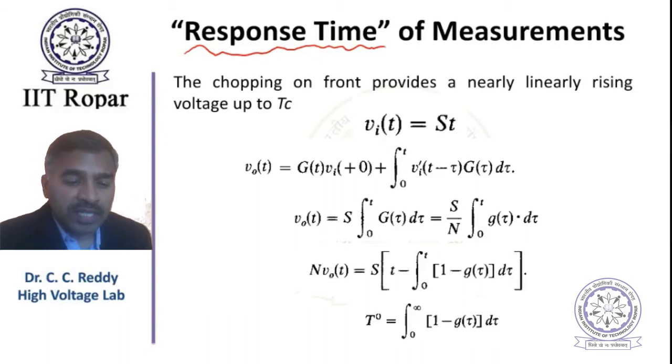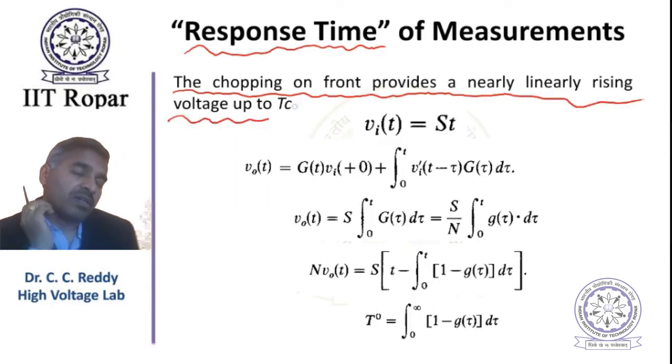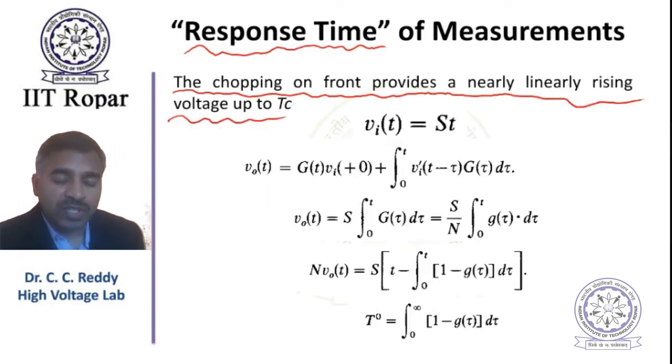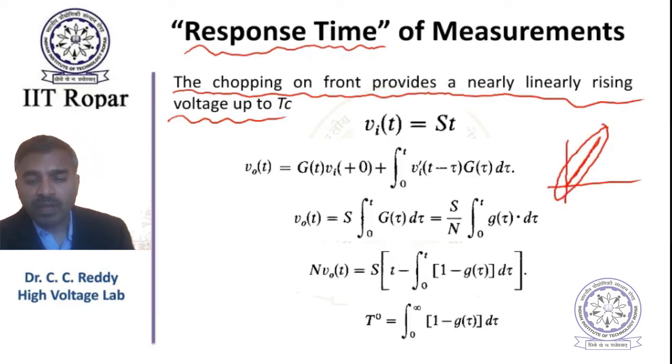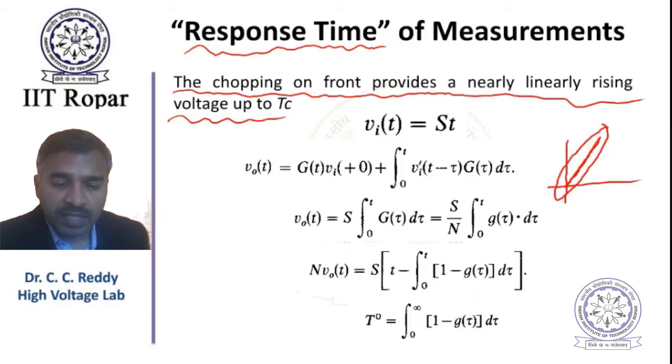Now, let us consider our input as an impulse waveform which is chopped on the front. In the front region it is actually double exponential, but however, in the front region you can consider it more or less linear. Do you agree? Yes, sir. More or less linear, right?